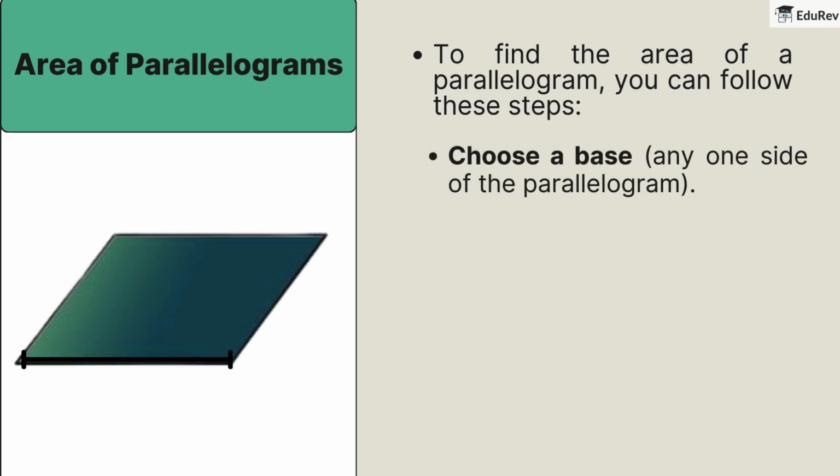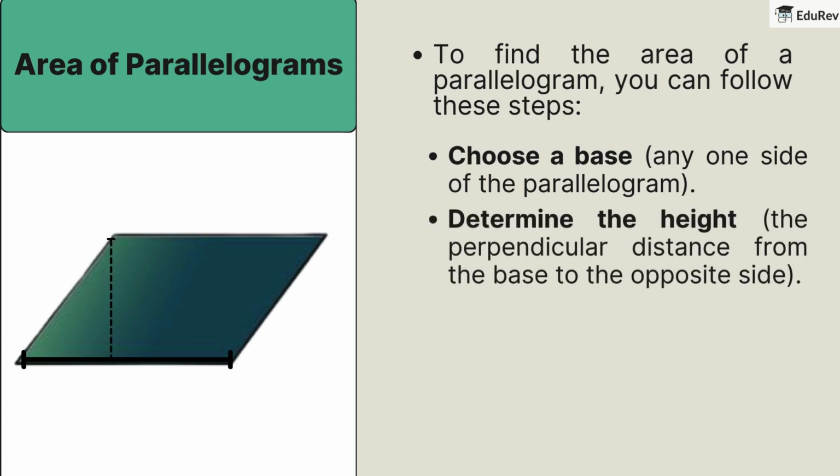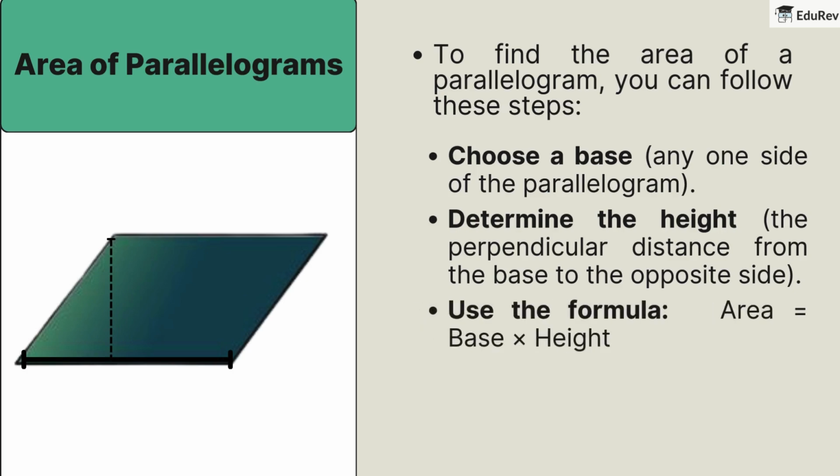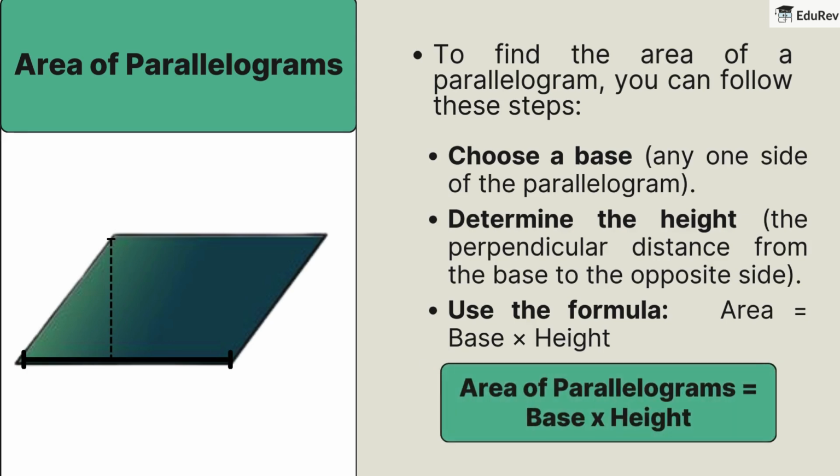To find the area of a parallelogram, you can follow these steps. First, choose a base, any one side of the parallelogram. Second, determine the height, the perpendicular distance from the base to the opposite side. Finally, use the formula area is equal to base multiplied by height. So, we get the formula for area of parallelogram to be base multiplied by height.